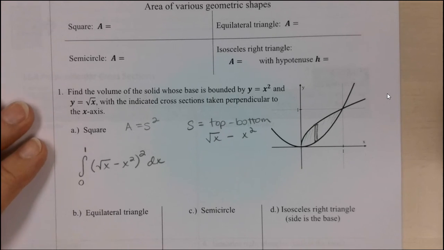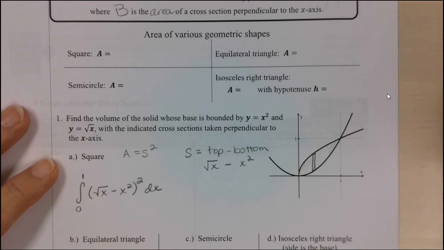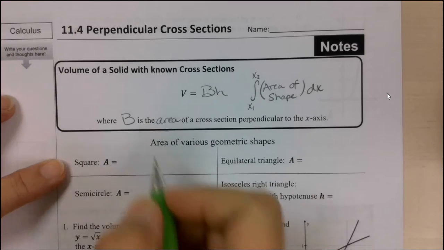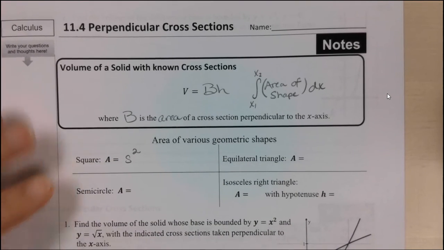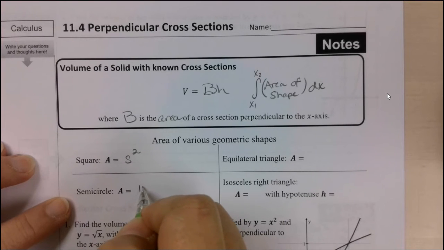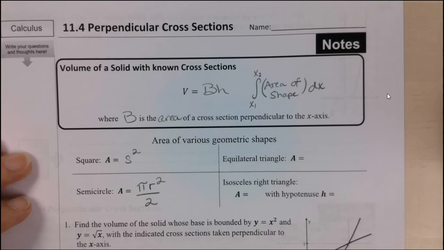All right, so the square is usually the most common shape that we're asked to use, but we do see some other shapes come up from time to time. And so it's helpful to think about those formulas ahead of time. So for a square, our area is, of course, side squared. Semicircles sometimes come up. That's going to be a half circle, pi r squared over 2.